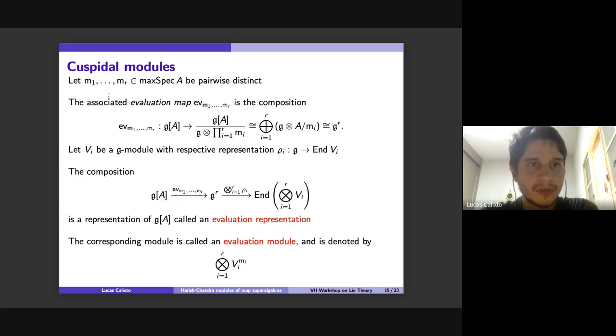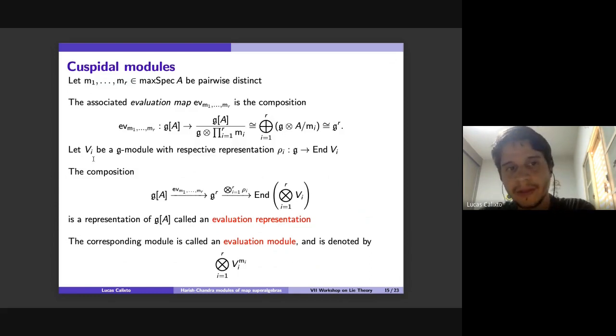To construct evaluation modules, let's start with some maximal ideals M1 up to MR of this commutative associative unital algebra, pairwise distinct maximal ideals. The evaluation map associated to these maximal ideals is just this composition here. So I just project, and then I use the Chinese Remainder Theorem to get this isomorphism here.